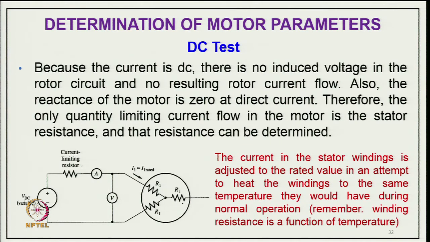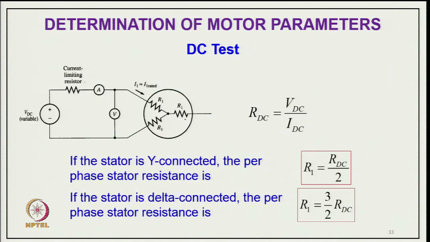So, no resulting current flow, and also the reactance of the motor is 0 for direct current. Therefore, the only quantity limiting current flow in the motor is the stator resistance, and that resistance can be determined. The current in the stator winding is adjusted to the rated value in an attempt to heat the winding to the same temperature that it will be during normal operation. Winding resistance is a function of temperature.